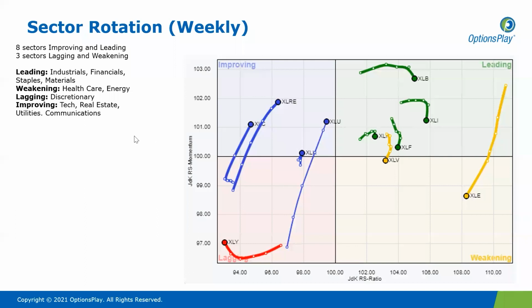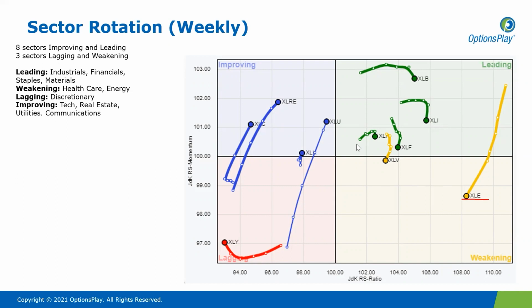And if we take a look at sector rotation, we have 8 sectors in the improving and leading category and 3 in the lagging and weakening category. So quite a lot of rotation in the last few weeks. Energy, big mover from the leading category into the weakening category. And that just speaks to the weakness in oil. A lot of energy companies that have exposure to oil prices are underperforming against the overall market, which is why we are seeing a rotation out of energy.